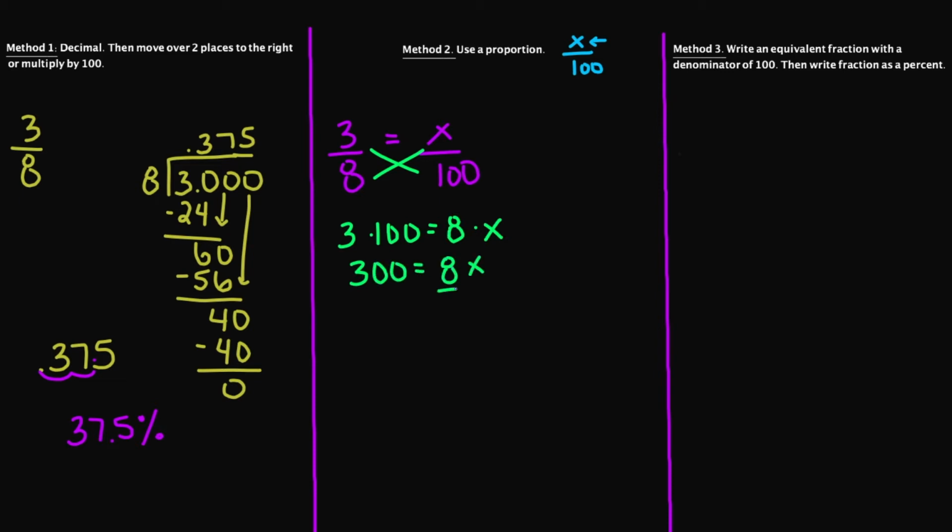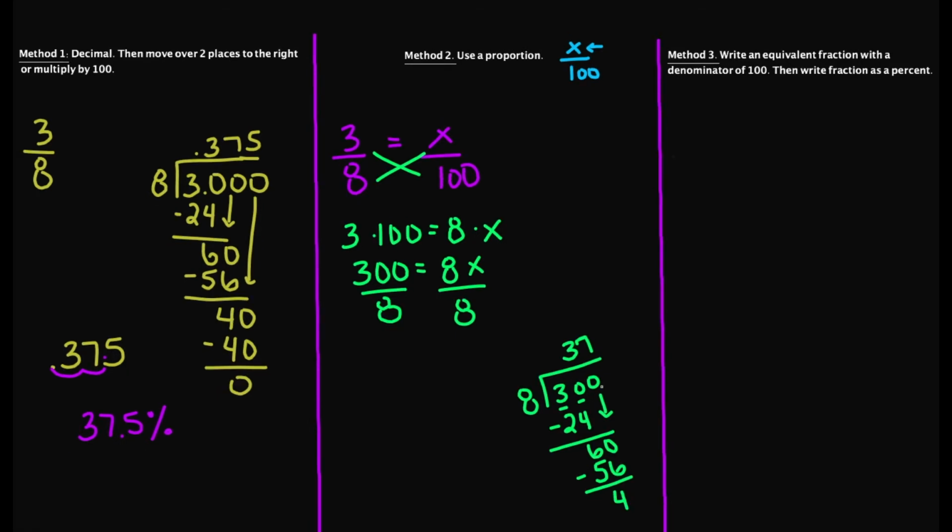I'm going to divide both sides by 8 because we're solving for x. My 8s are going to cancel out here. So I have 8 on the outside, 300 is on the inside. 8 does not go into 3. It's too small. 8 goes into 30 3 times. 8 times 3 is 24. 30 minus 24 is going to equal 6. I'm going to bring down this 0. 8 goes into 60 7 times. 8 times 7 is 56. 60 minus 56 is 4.